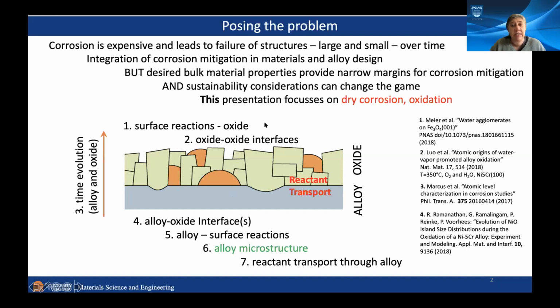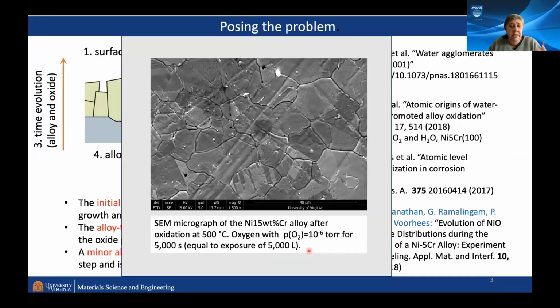You have surface reactions at the oxide. You have oxide-oxide interfaces. You have alloy-oxide interfaces, which is this one here. Let me get my laser pointer, which is this part here. You have surface reactions at the alloy when you start off with the process. You have the alloy microstructure, which is the catch-all for grain boundaries, different grains, different compositions in the grains. And just to give you an idea, this is an example for these polycrystalline nickel chromium alloys, which we also study in our work.